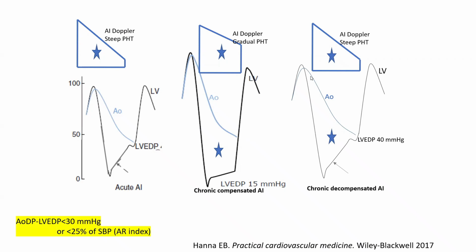In AI, you get that massive regurgitant flow that makes the aortic pressure drop and it makes the LV pressure rise. In chronic AI, you get adjustments of the LV compliance, and the LVEDP and aortic diastolic pressure may be well separated, so you may not have that joining of diastolic pressure, narrowing of diastolic difference in a chronic compensated AI, but you definitely have it in decompensated symptomatic AI, as in this patient, or in severe acute AI, where they actually touch each other.